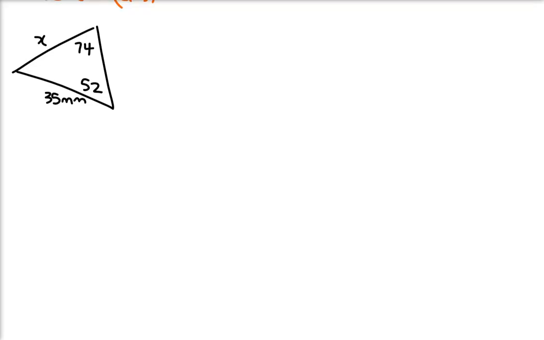So, we're doing a sine rule question. What is the sine rule again? Sin A equals sin B equals sin C. No. Lowercase a. Well, it's just simplifying. A over sine A equals B over sine B equals C over sine C.